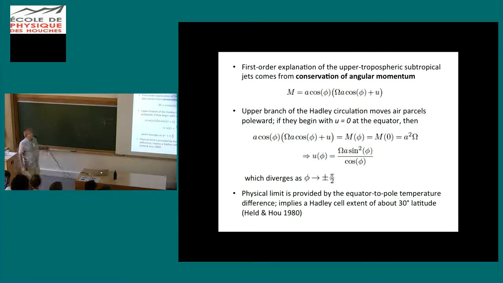So eventually something has to limit the Hadley cell. There was a very influential paper by Held and Hou in 1980, which invented a nonlinear theory of the Hadley cell, arguing that if you accept that there's an equator to pole temperature difference, that is going to limit this. It depends on a bunch of things: the equator to pole temperature difference, the radius of the Earth, the rotation rate, and the depth of the troposphere. So it will be different for different planets, and you get the Hadley cell's extent. Depending on your planetary regime, the Hadley cell could go much further toward the pole, or it will have to be limited. They actually got a prediction of about 30 degrees, which is kind of amazing, because that's very, very close to the way things actually are. But as I'll show you in a second, it's not quite that simple. This is the first order explanation.